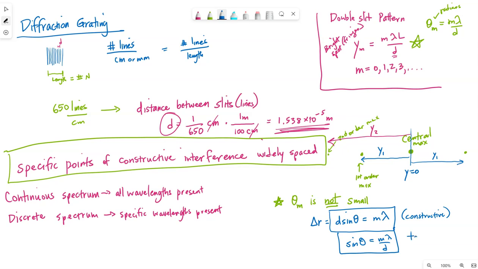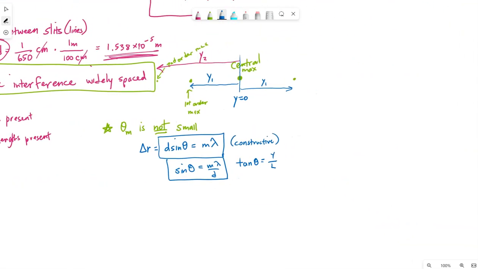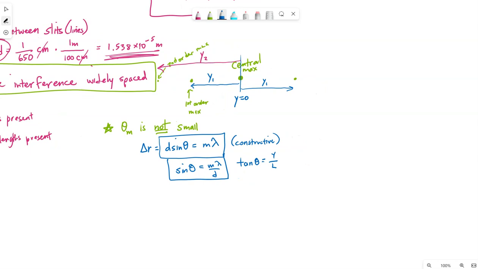Similarly, we showed in the first video, when we were talking about single slits, that the tangent of theta was equal to y over L. What this means is we're going to have two equations. We have sine of theta sub m is m lambda over d, and y sub m, the location on the screen, like we were talking about in this picture here, will be L tangent of theta sub m.